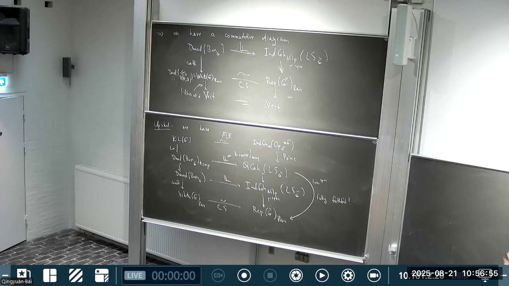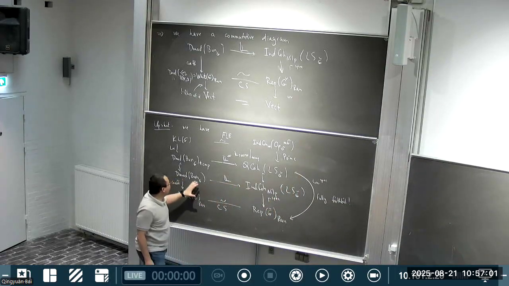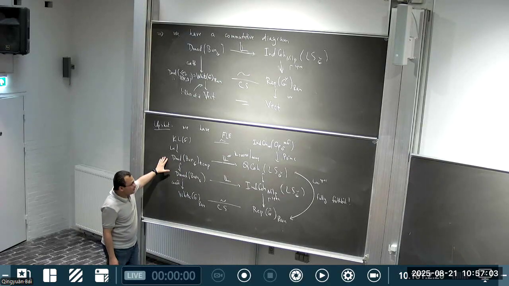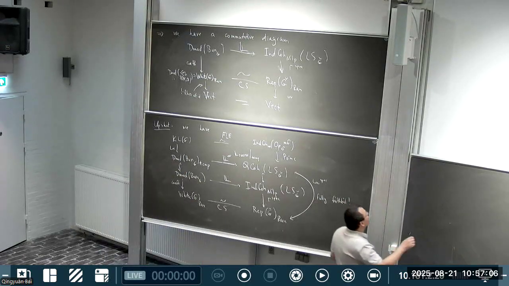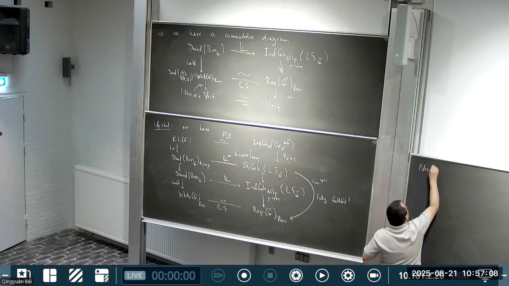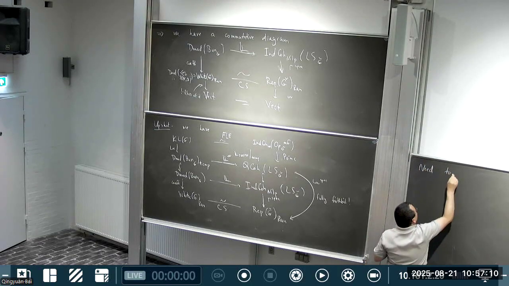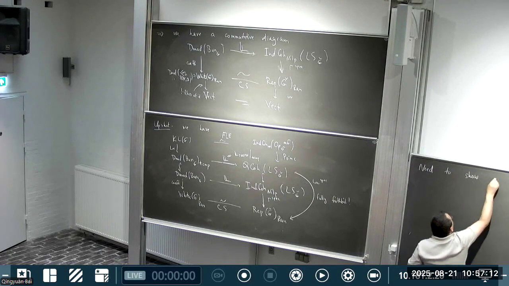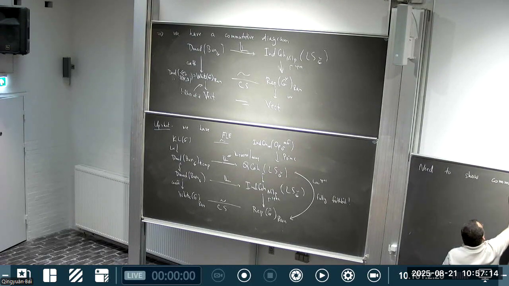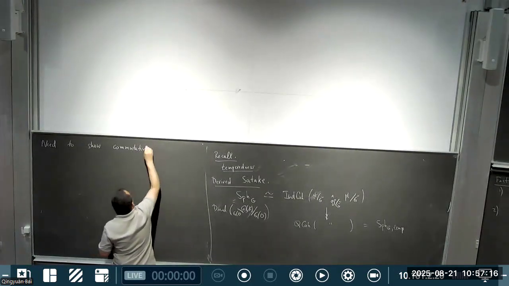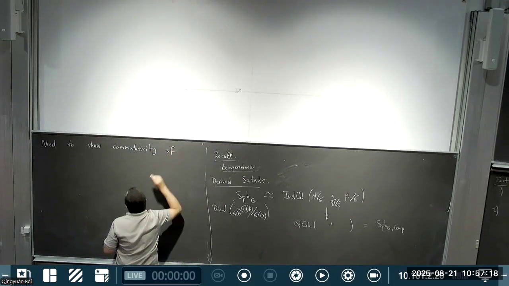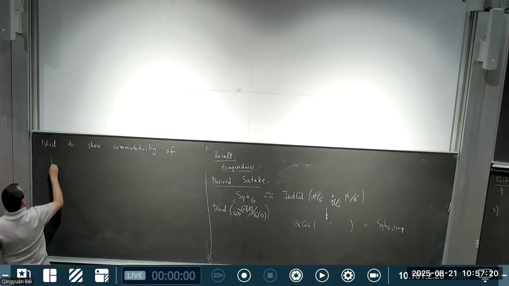Certainly not explaining it now for reasons of time, and not getting derailed. So we need to show the commutativity of this outer diagram.